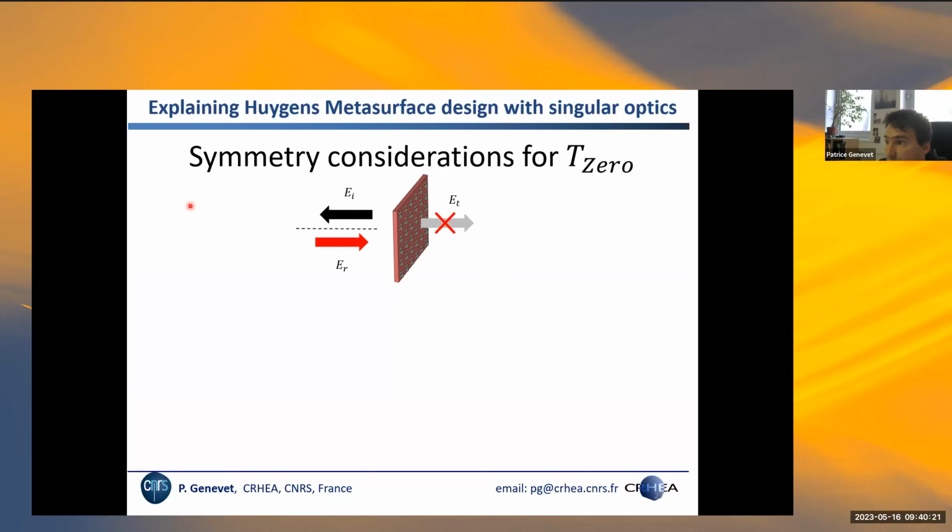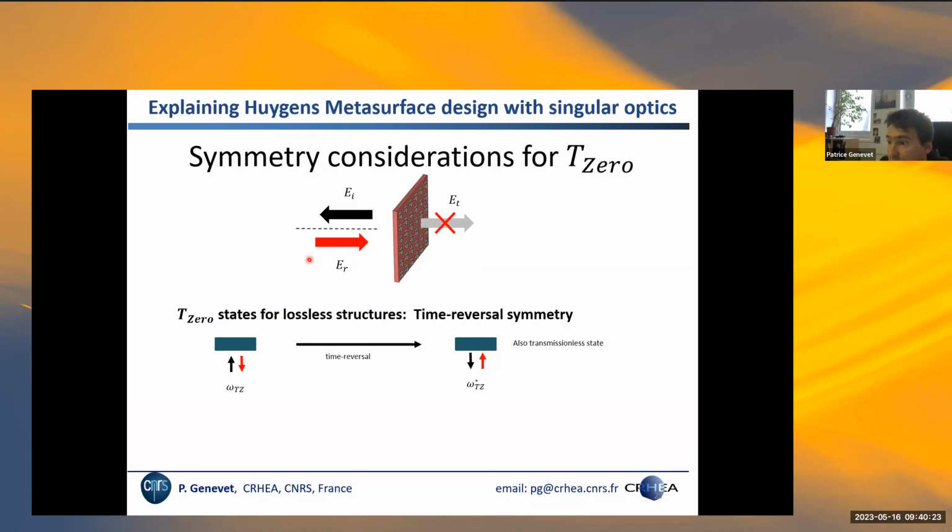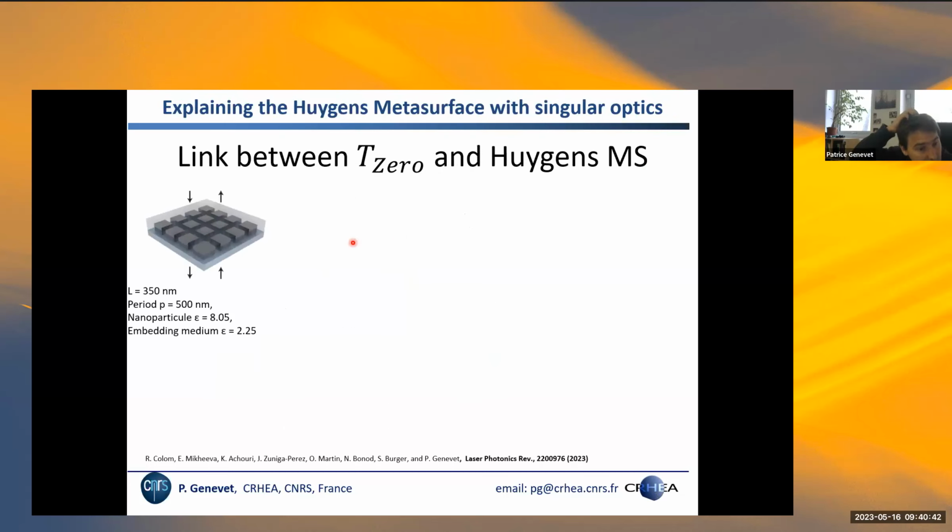Because of time reversal symmetry, the transmission zeros have to be either complex conjugated to each other, or real, by symmetry consideration, because the system is time reversal symmetric and is the same if you reverse the channel, so it's the same zeros. And I did that just to introduce what people call Huygens metasurface. You will see that Huygens metasurface is essentially described by these transmission zeros.